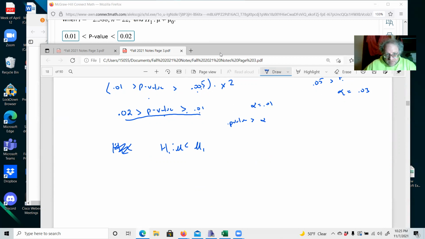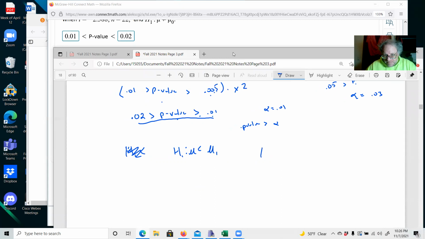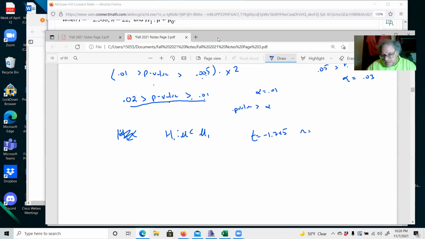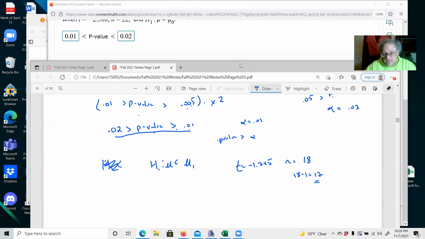T was negative 1.745. My N was 18. 18 minus 1 is equal to 17. By the way, the calculator does this for you. So you don't have to worry about whether you subtracted 1 for the degrees of freedom or not. The calculator is already taking that into consideration.